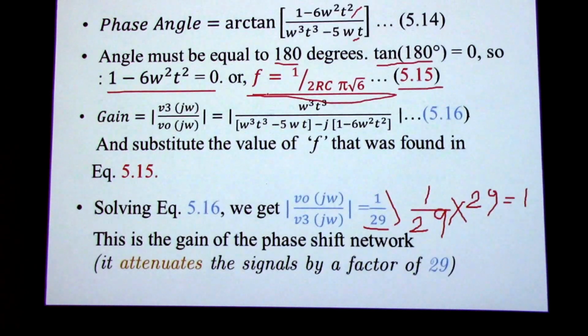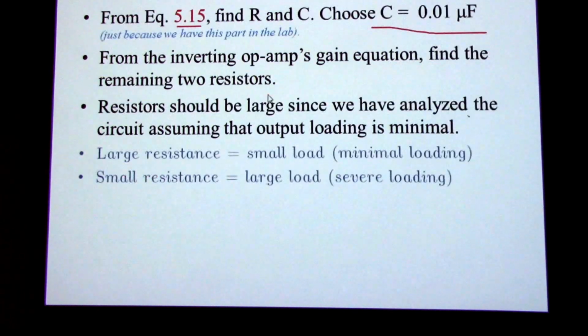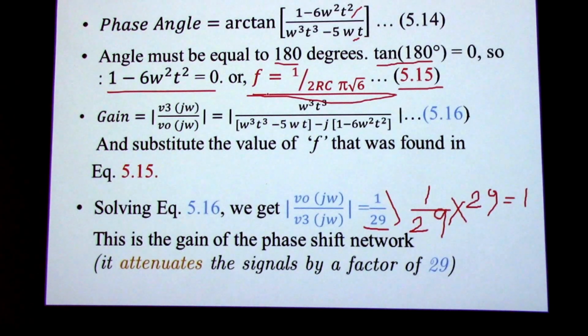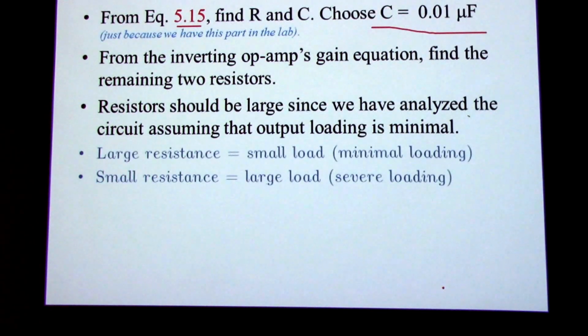That means you have to use the inverting amplifier, and there you have to get the gain of 29. As we did before with the inverting amplifier, we know how we can tune the gain, right? If you have the equation R2 over R1, then you can pick the gain. And resistors should be large, since we have analyzed the circuit assuming the output loading is minimal. That's what I mentioned before. And these are just two common sense points. If we say large resistance, that means small load. If we say small resistance, that's large load.